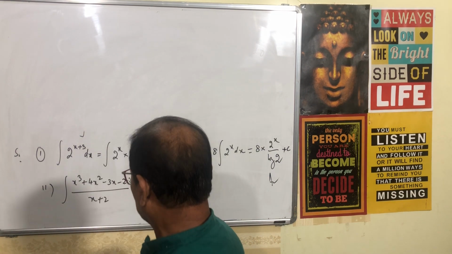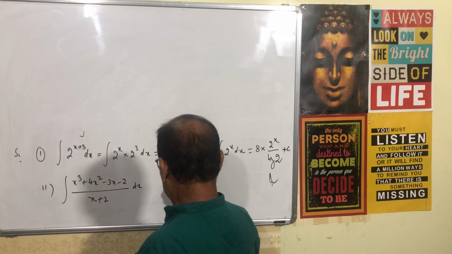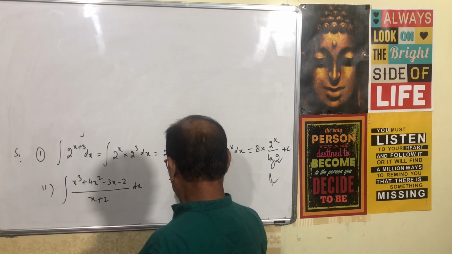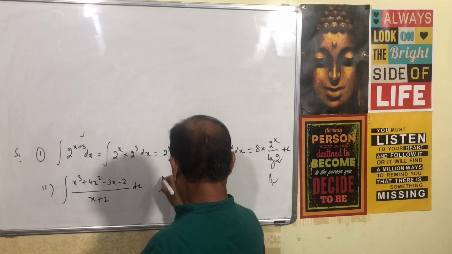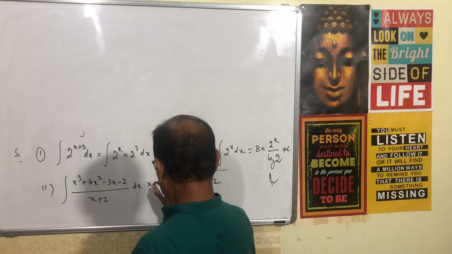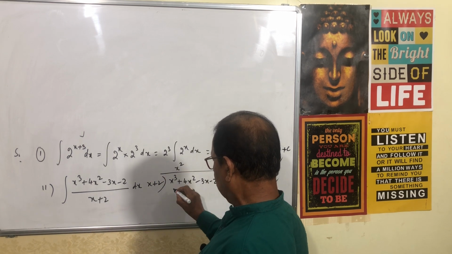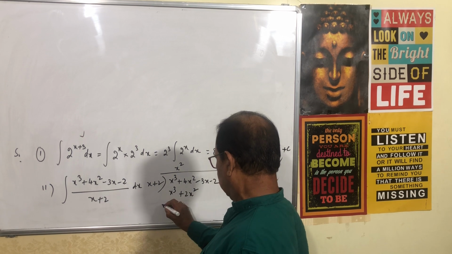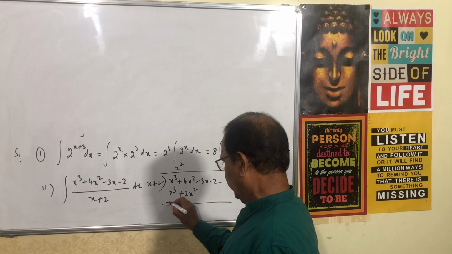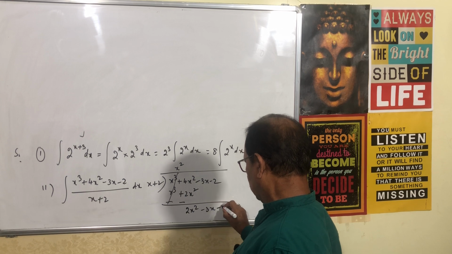So, divide x cube plus 4x square minus 3x minus 2 by x plus 2. Now, this is x cube, so multiply by x square. So, x cube plus 2x square, right? Now, take the difference: 4x square minus 2x square is 2x square minus 3x minus 2.